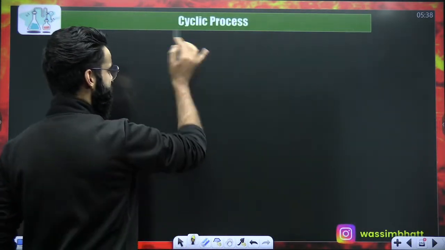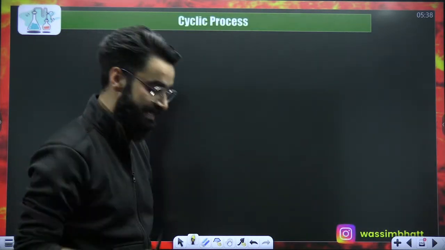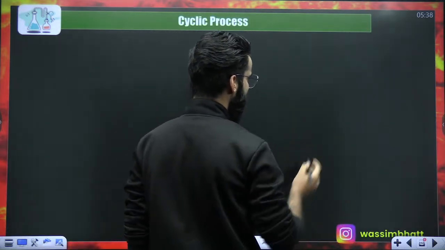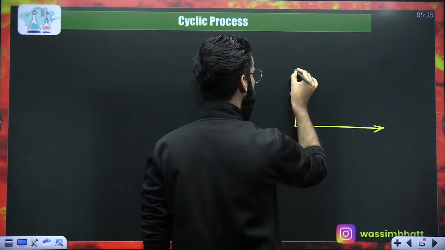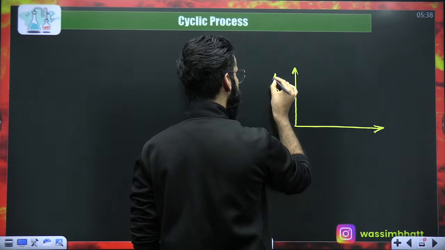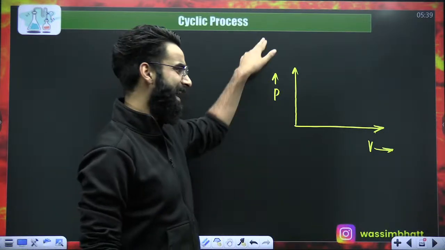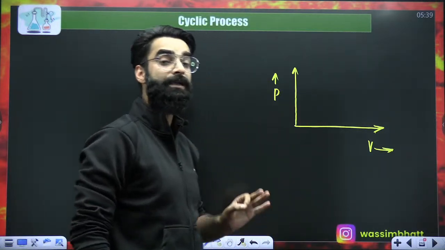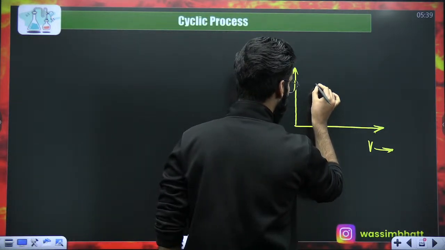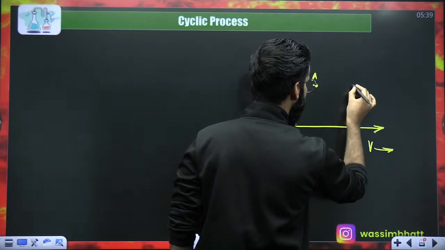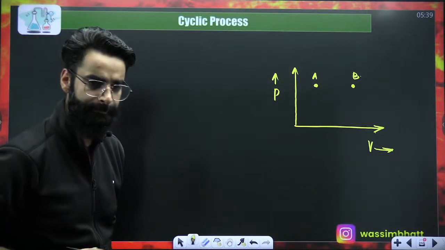Before discussing the topic cyclic process, there are a few basic things which I would want to share with you. Let's have a look. My dear students, over here, I'm going to make a pressure volume curve. Along the y-axis, I'm plotting pressure of the gas. Along the x-axis, I'm plotting volume of the gas. For example, I'm selecting 2 points over here. This is point A, and right here, this is point B.